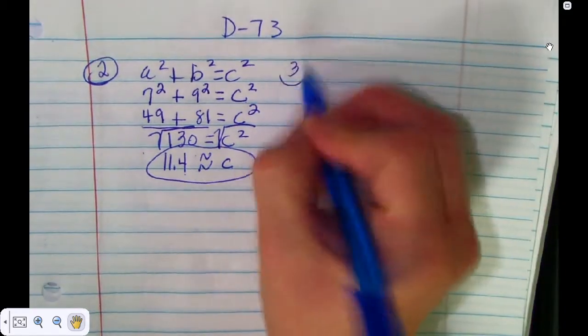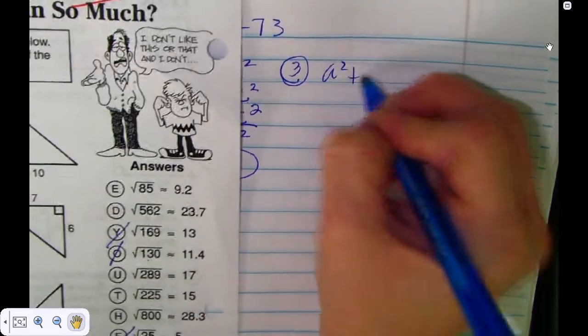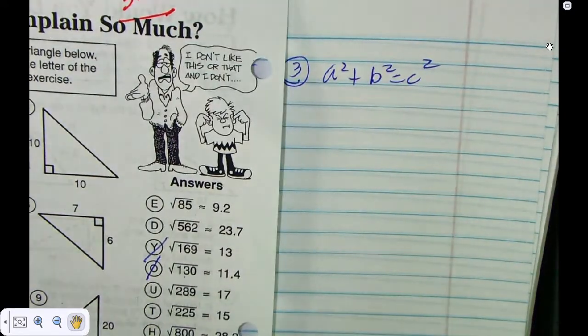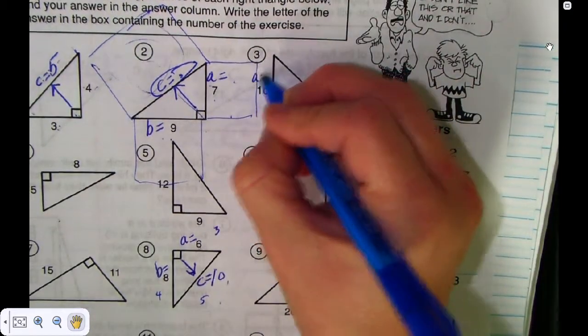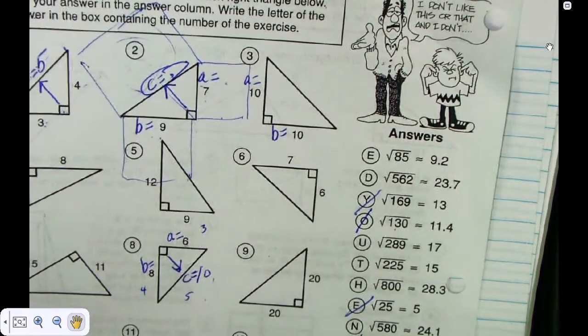Okay, number 3. Okay. So A squared plus B squared is C squared. Is it getting easier? Okay, so we're going to go label. What's A? A is 10. It doesn't matter, does it? One's A, one's B. They're the same number.